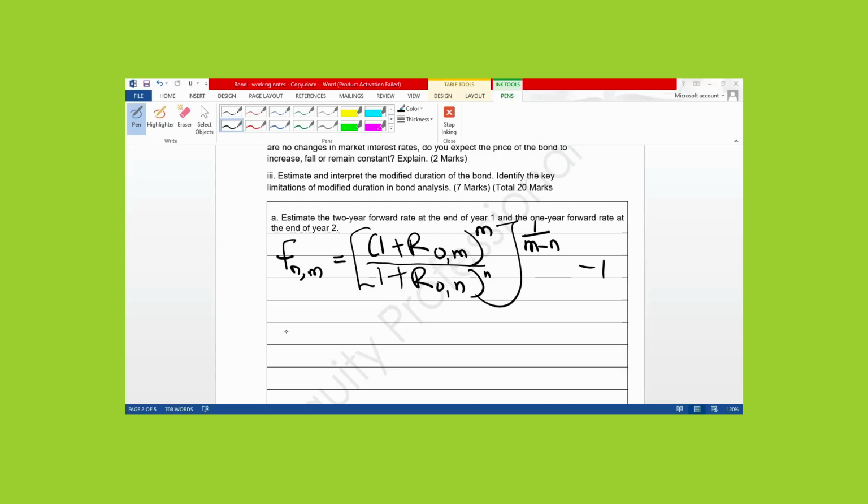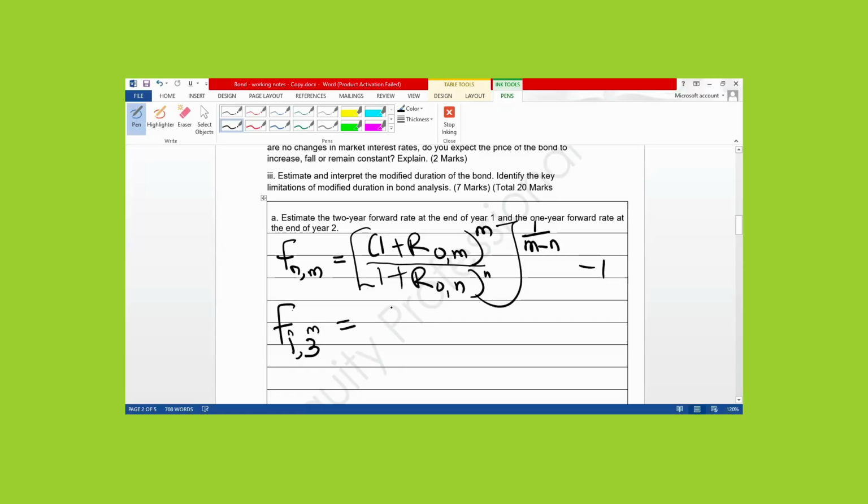Now look at it. The formula becomes F. N is the commencement year, year 1. M is the maturity year, year 3. The 2-year forward rate at the end of year 1 means that at the end of year 1, I'm going to get 2 years in addition. That will take me to 3 years. This is your N. This is your M.